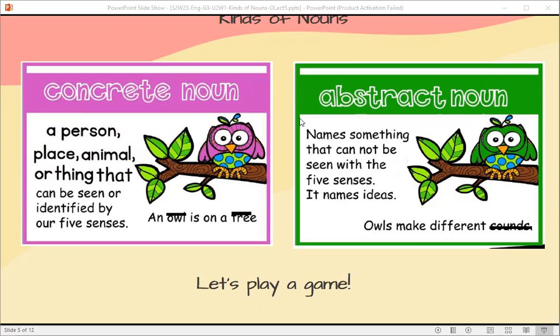On the other side, I have abstract nouns. What is an abstract noun? It names something that cannot be seen with the five senses. This is what we call ideas. For example, owls make different sounds. So the sound is an idea, okay? You know that this is the sound of an owl, but you cannot actually see it or touch it. So this one here is called an idea.